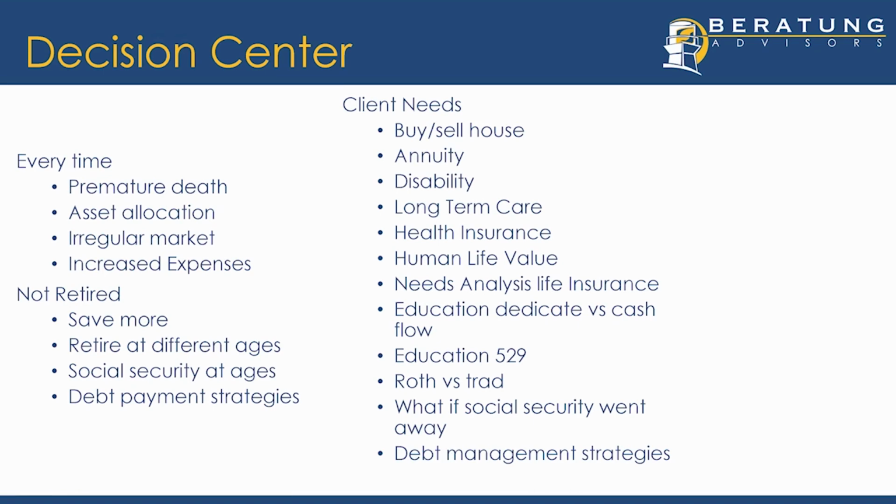Small business owners, what if they sold their business? What if something happened to them with their business? But these 4, premature death, asset allocation, irregular market, and increased expenses, we do for everyone.